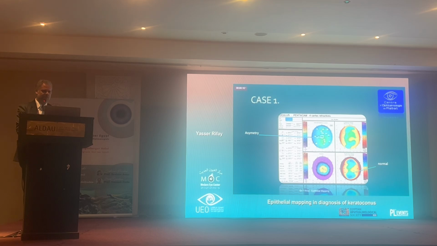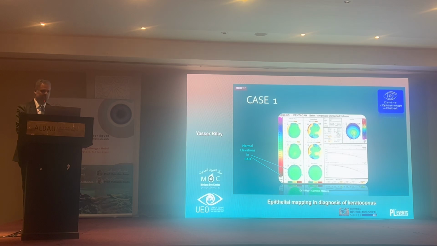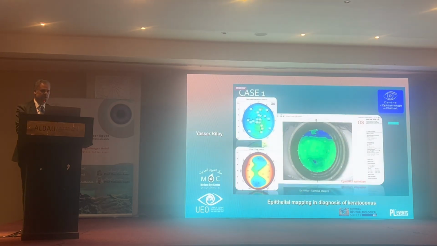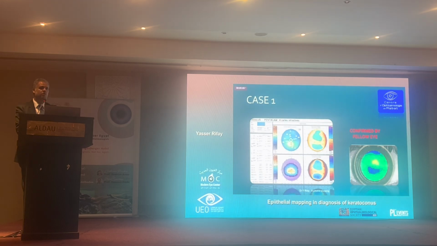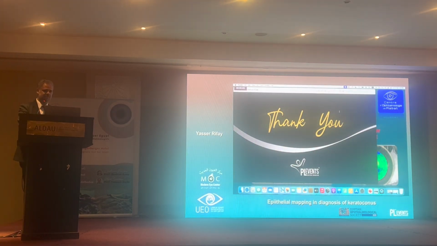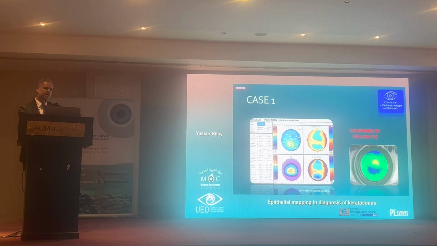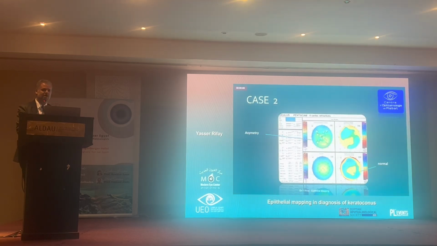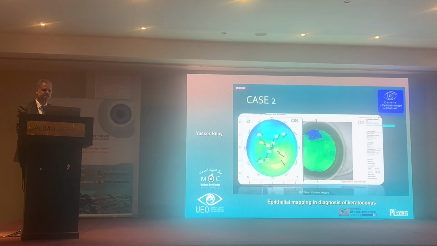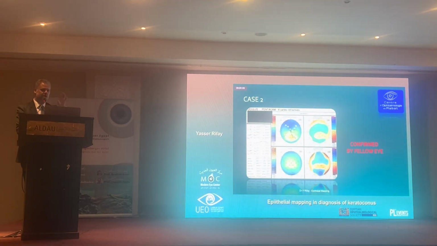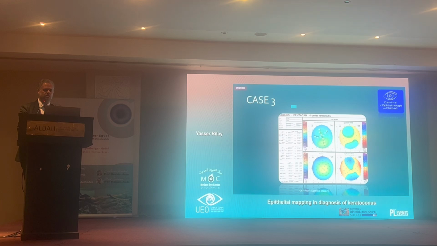Here we have a small asymmetry, but normal posterior elevation. Normal, okay, it's borderline. But when we do epithelial mapping, we have a donut. So it's a keratoconus. And when we see the fellow eye, it is a keratoconus in the fellow eye. So we have some other cases, it's the same thing. When we have any asymmetry in Pentacam, we have to look at the epithelial mapping to confirm the donut.